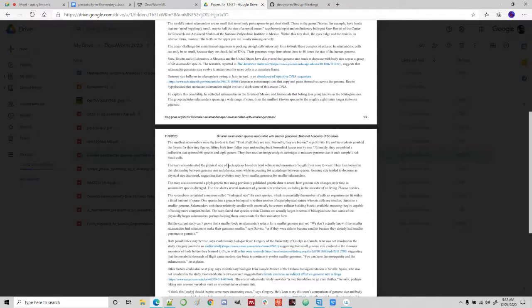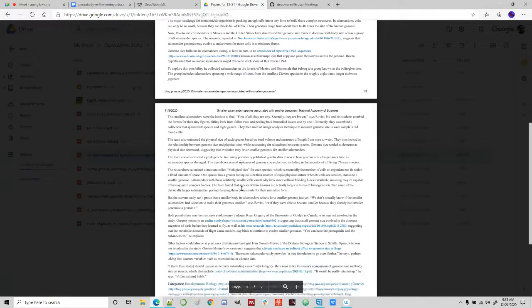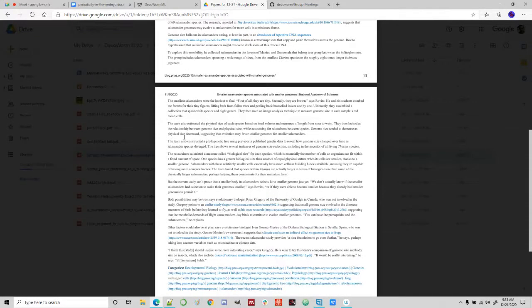Then they say the team estimated the physical size of each species based on head volume and measurements of length from nose to waist. So this is this allometry I'm talking about, where you have a relationship between, say, head size, brain size, and body size, and it scales with the size of the organism. They then looked at the relationship between genome size and physical size while accounting for relatedness between species. Genome size tended to decrease as physical size decreased, suggesting that evolution may favor smaller genomes for smaller salamanders. And so that goes back to the thing about changing the genome size for a salamander of a certain size. There seems to be a scaling in genome size that is sort of normal, I guess.